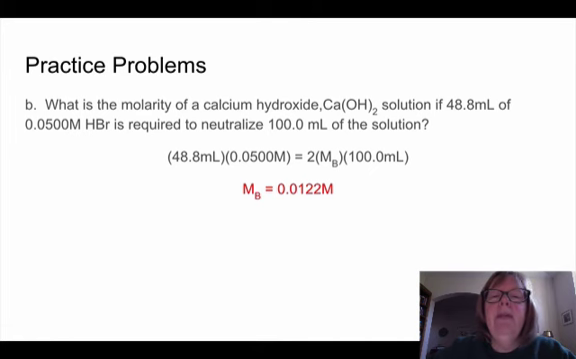So here we have the volume and the molarity of our acid. So we just went ahead and plugged those in. It's a monoprotic acid, so just a 1 out front. For the calcium hydroxide, we're looking for the molarity of that solution. We have 100 milliliters of it, and remember we have 2 hydroxides there that need to be neutralized, so we put a 2 out front. When we solve for the molarity of our base, we get 0.0122 molar.